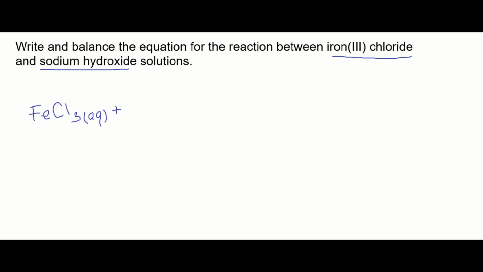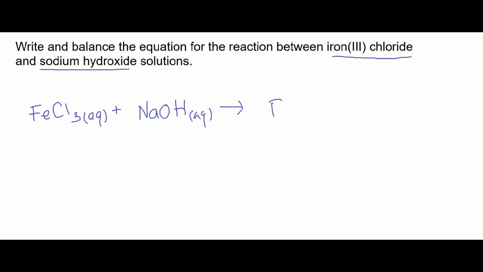Leave a little space for the coefficients. And sodium hydroxide is NaOH. It's a strong base, completely dissociates in water. So at this point, you should recognize this is a double replacement reaction, sometimes called a double displacement reaction. We have two compounds dissolved in water made up of cations and anions. So what's going to happen is the cations and anions are going to swap partners.